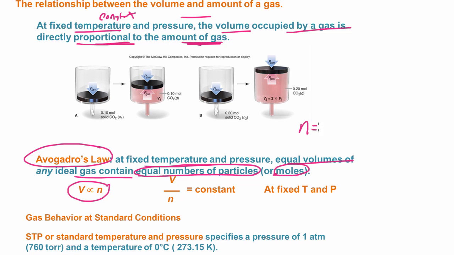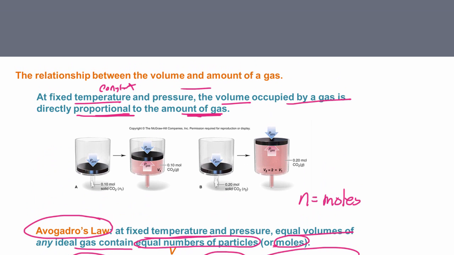By the way, n is the number of moles. And we can go ahead and rearrange this to the volume over the number of moles is equal to a constant, again, at fixed temperature and pressure. So that is Avogadro's law.